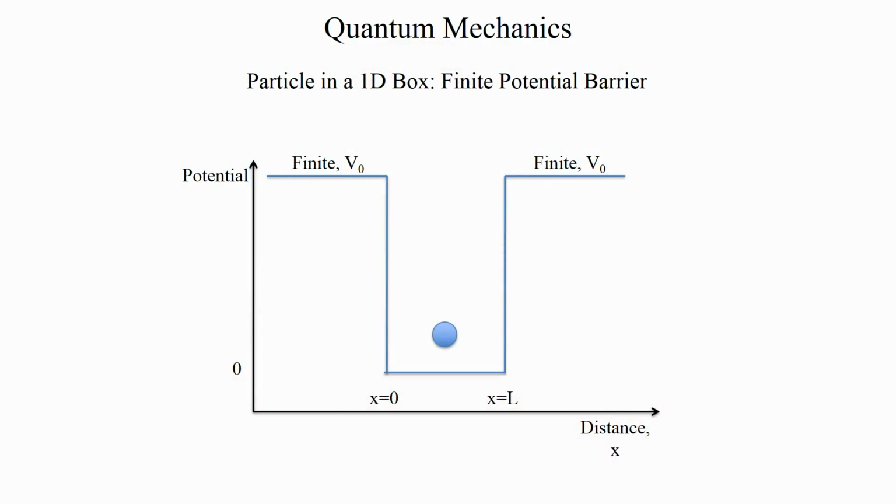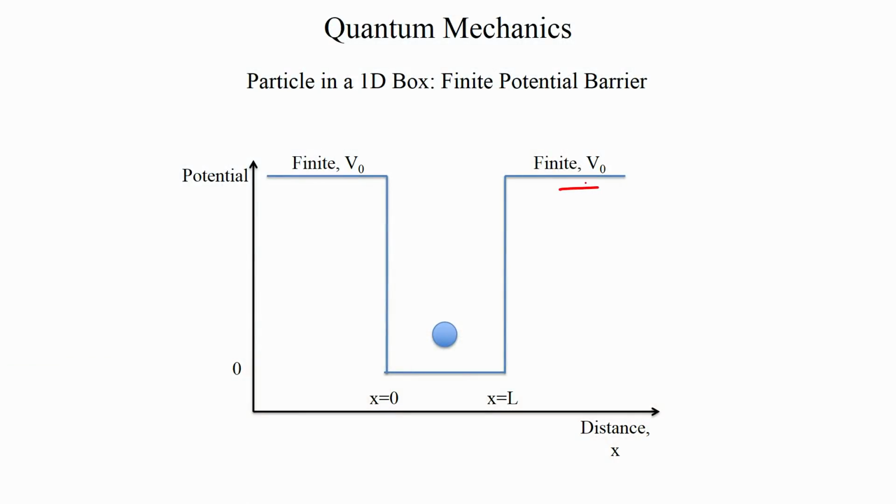So, let us now consider the next case, which is the particle in a one dimensional box, but instead of the potential being infinitely large outside this box, we will now lower the potential to a finite value. It is exactly the same kind of potential profile, but the big difference is that these potentials that you see here were initially infinite, and I have now made them finite, with a value of V naught. This is no longer infinity.